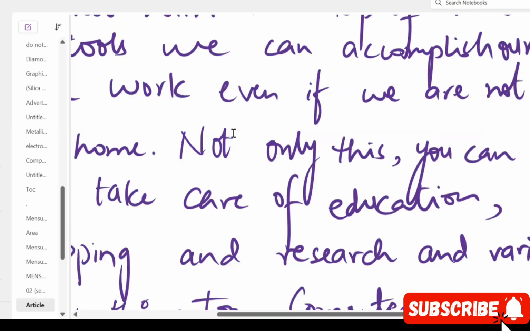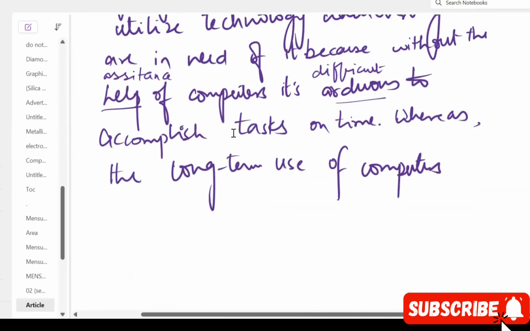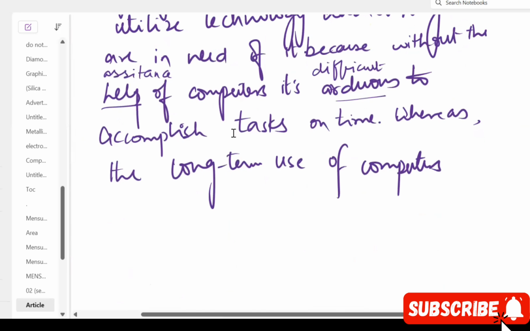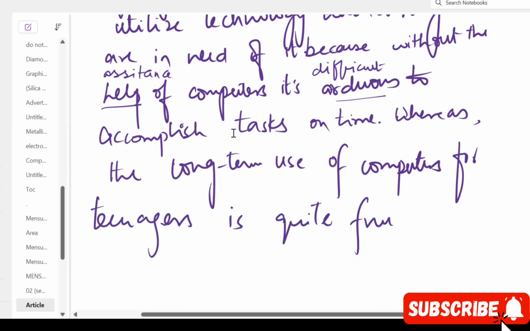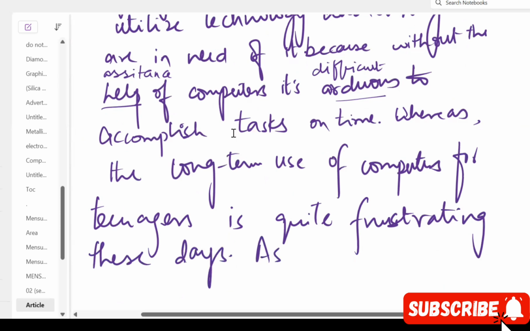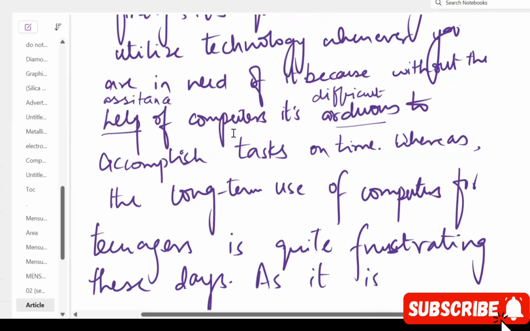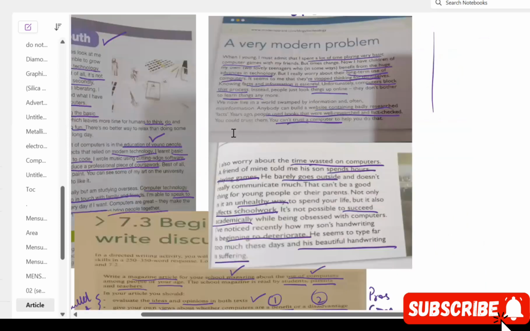So we can relate it to the children, that whereas the long-term use of computers for teenagers is quite frustrating these days. Now we are going to explain as it is. What are we going to explain in detail after this long-term use of computers? It seems that they have stopped thinking for themselves, knowing the facts and information.